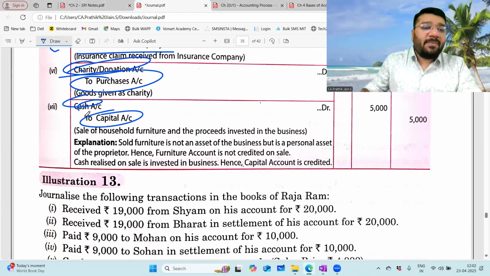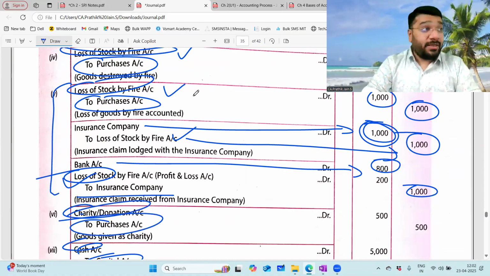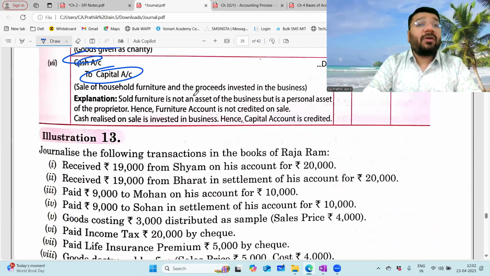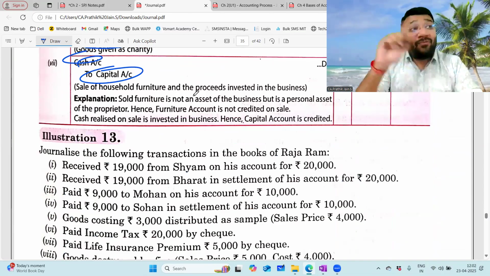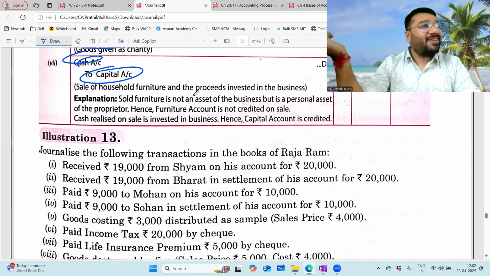Cash to capital. Any problem? Wonderful. Now, all the other questions, including this, all the other questions of your journal topic, homework, to be completed by when? Before coming to next class. Because all this while you're sitting free at home, nothing is there. So, comfortably we can finish it off.